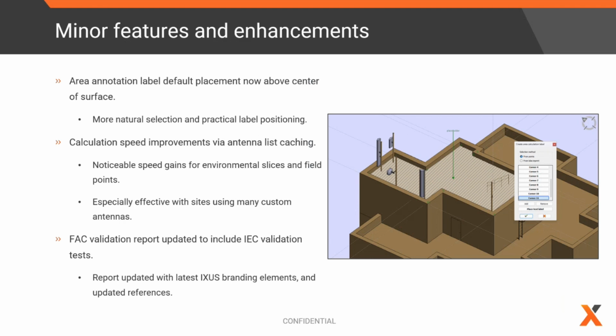And then some minor features and enhancements. First, we have the default placement for the area annotation labels. Previously, it was on origin, and now it appears above the center of gravity of the surface. Second, we've implemented calculation speed improvements through a caching mechanism. So during simulations, the entire antenna list is now cached, which reduces the calculation times and removes the unnecessary redundant processing. And then finally, we also have an update on the FAC Validation Report, and that has been uploaded on the knowledge base for those of you who are interested in going through that.